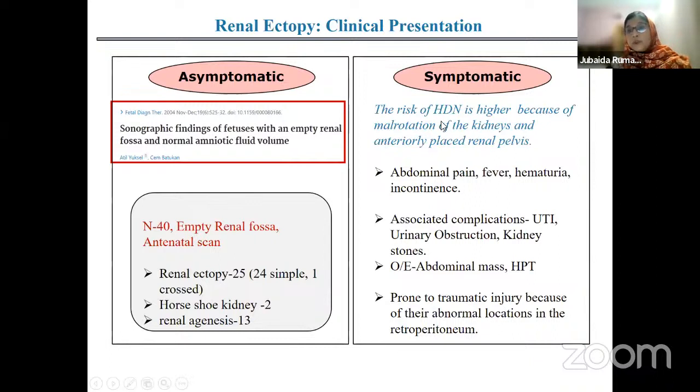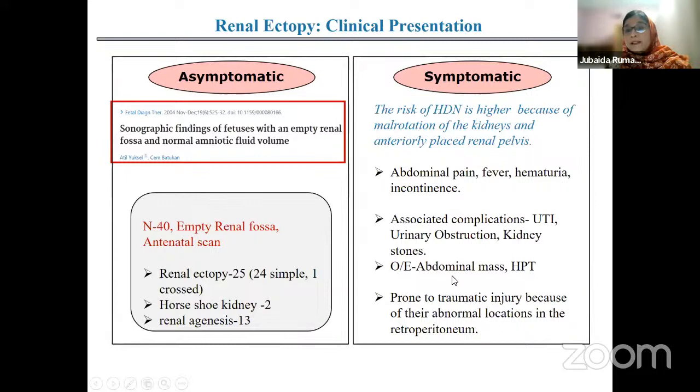hydronephrosis. With hydronephrosis, the patient has a chance of developing UTI, urinary obstruction, and kidney stones. So the patient comes to us with features like pain, fever, hematuria, and sometimes incontinence due to a simple small renal ectopy or the ectopic ureter. Also, the ureter can be inserted into the urethra, so these patients can have incontinence.